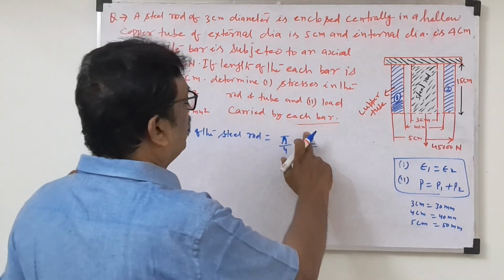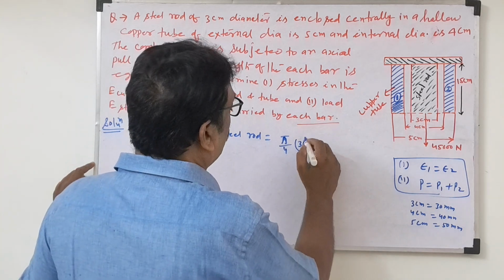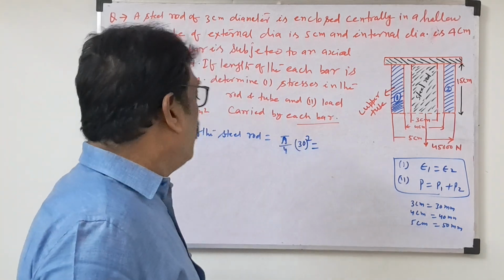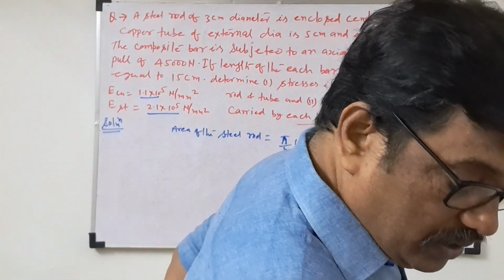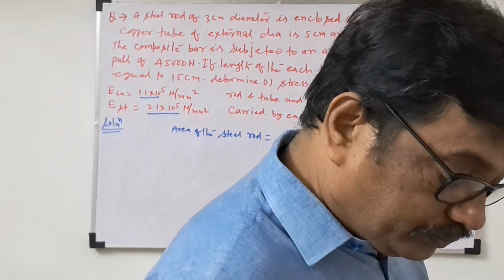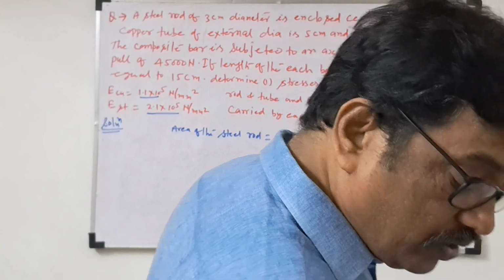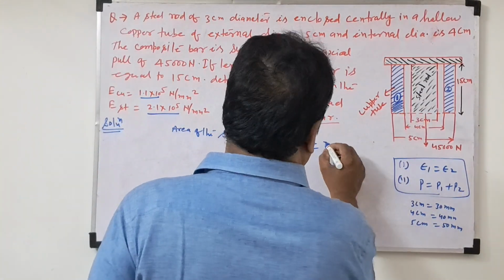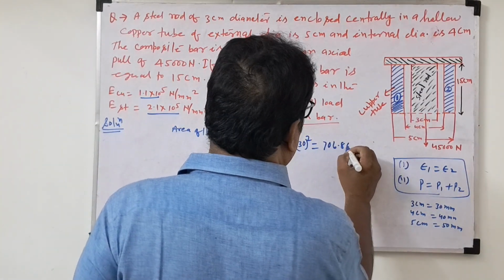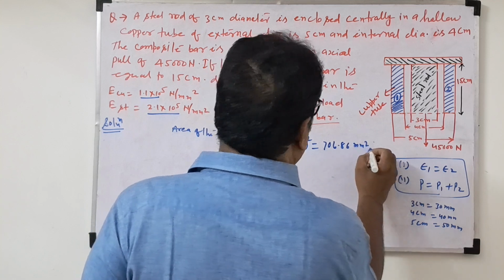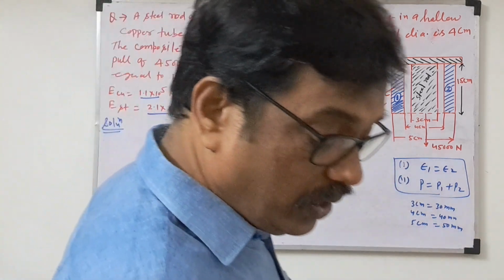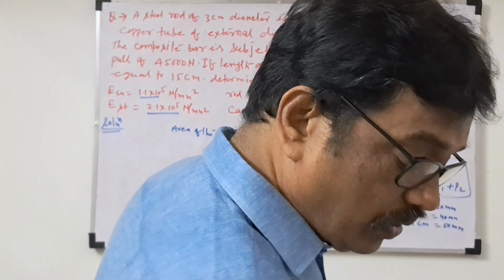So here what we will write now? Pi by 4 times 30 whole square. How much area is coming for pi by 4 times 30 square? The area is coming 706.86 mm square. So the area of the steel rod we know now.